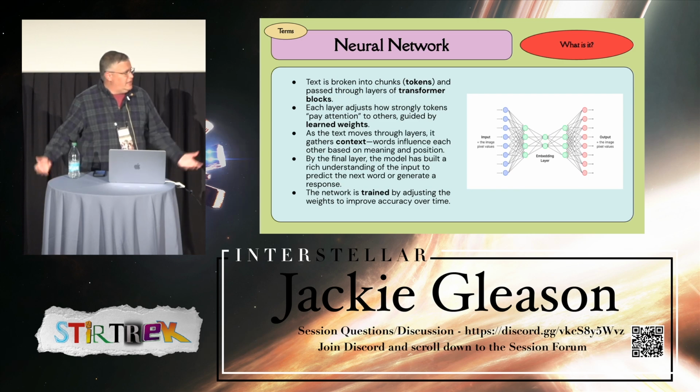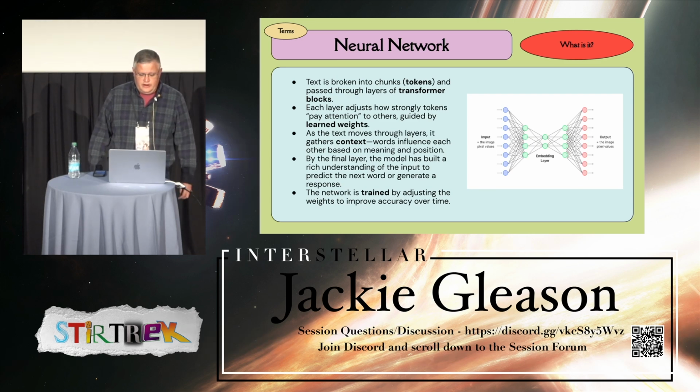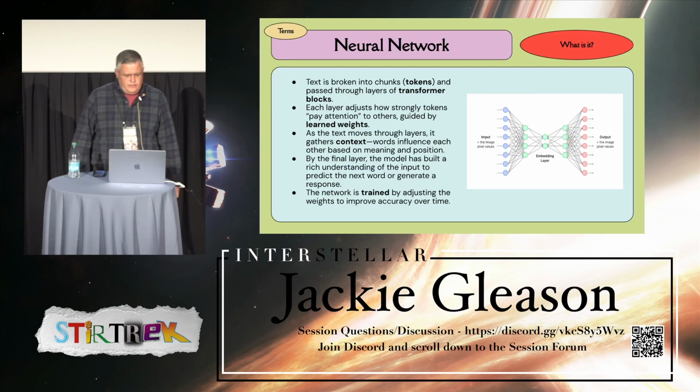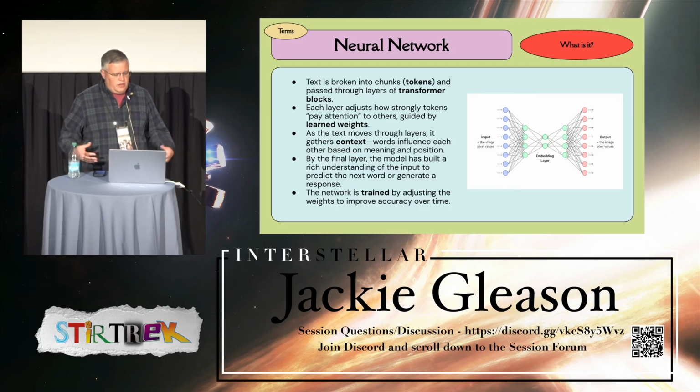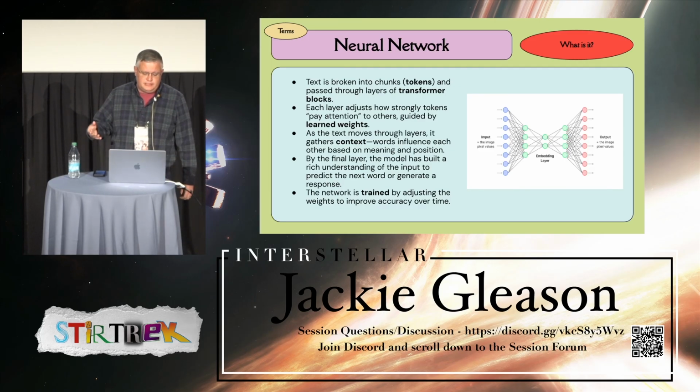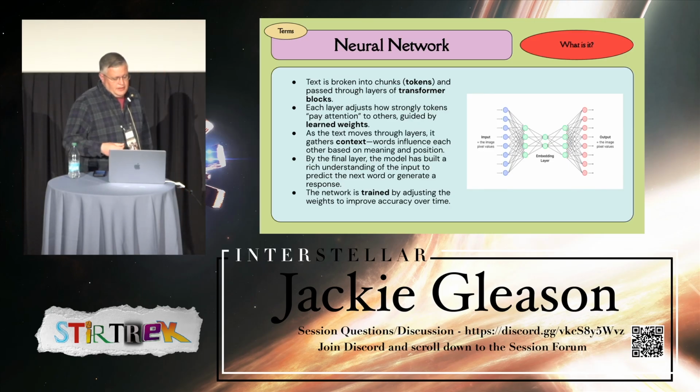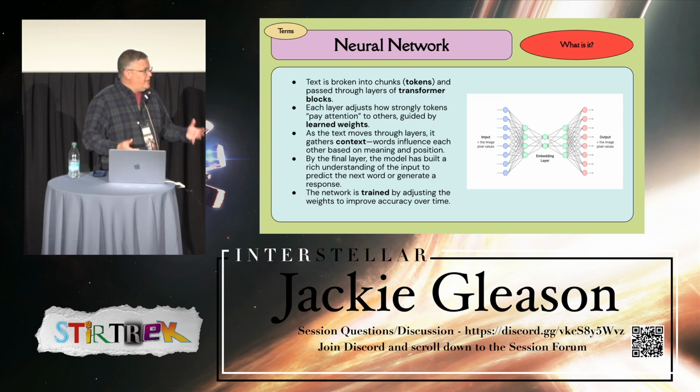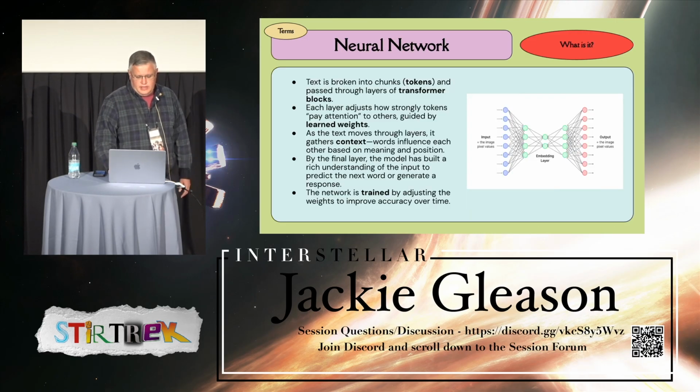As the text moves through the layers, it gathers context, right? So it's getting more and more information as it goes through the different layers of the neural network, and by the final layer, it's built all of that contextual knowledge into a format that can either predict the response, or in our case, which actually skips that step, get an embedding back to be able to query against. And the network is trained by adjusting the weights and looking at the outcome and getting to a spot where the outcome is optimized with the weight setup.